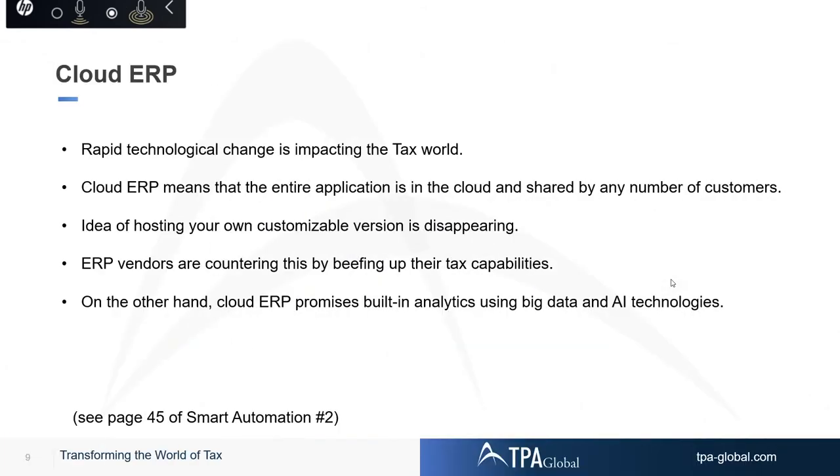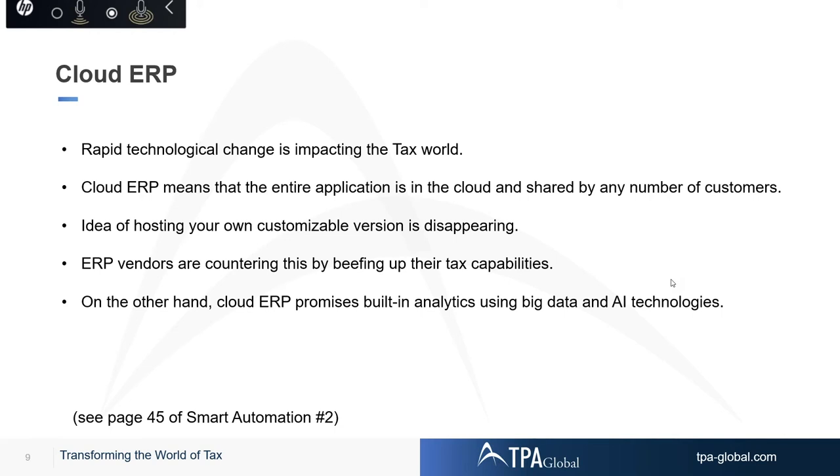So what if we throw all of that data, which is relevant for taxes, so you start with transactional data, but you add everything on HR profiles or whatever you need. It's all in the cloud, so that this rapid technology change will impact the tax world. So cloud ERP means that the entire application is in the cloud and shared by any number of customers, which is great. Then everything is in the cloud. So the idea of hosting is great, but you lose your customization. So you put tax data in the cloud, you can't customize it anymore.